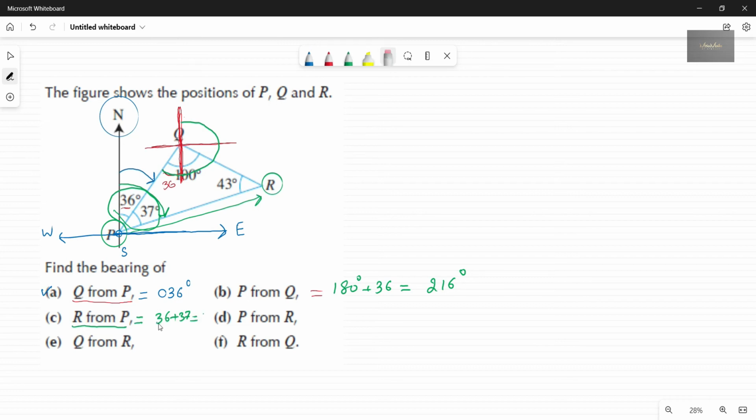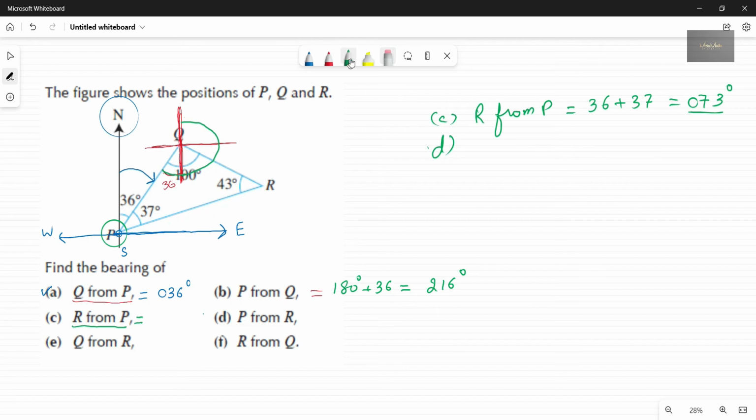Let's solve it here. C part, R from P. The answer is 36 plus 37. Your answer is 73 degrees, and because it is two digits, we will put an extra zero with it so that it becomes a 3-digit answer, 073. This is the reverse bearing. Now let me clear the diagram.